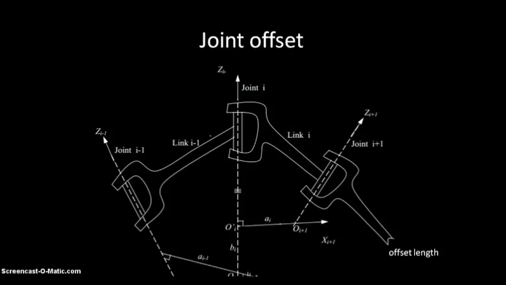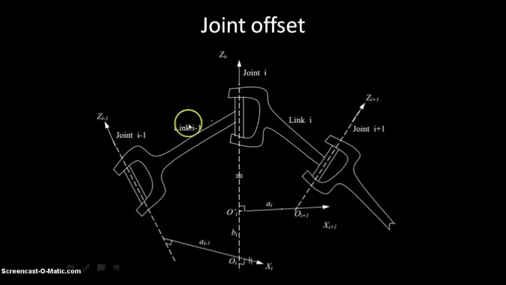Coming to the joint offset. Consider a system of linkages, link i-1 and link i, connected to each other by joint i. The extreme joints are joint i-1 and joint i+1. Let the axes that pass through these joints be Z_i, Z_i-1 and Z_i+1 respectively. Now, the common normal between the axes Z_i-1 and Z_i, let it be called a_i-1. Similarly, the normal between Z_i and Z_i+1 be called a_i.